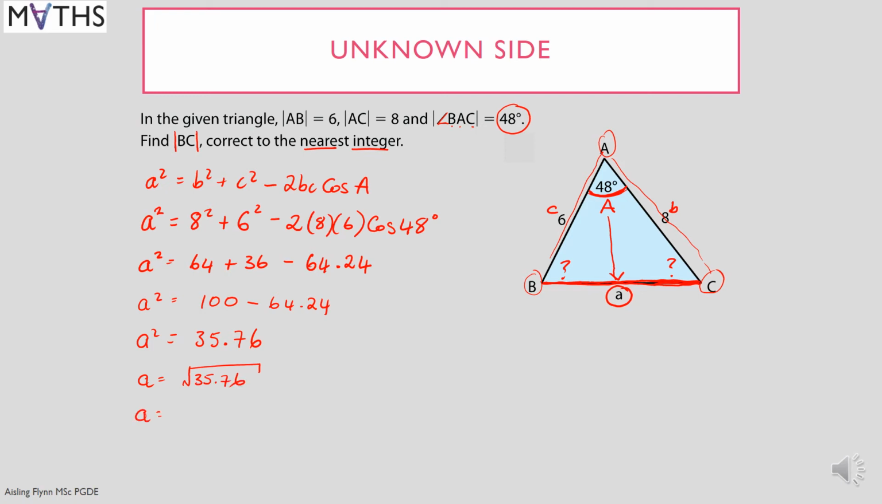So get the square root of that, and I have 5.98, okay. And I round to 2 decimal places, and to give my answer to the nearest integer, I'll say a equals 6. Okay, so pause that, look back through it, and see can you replicate that answer.